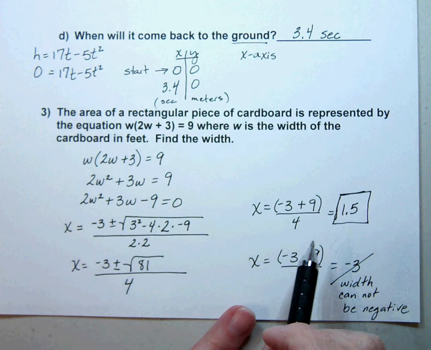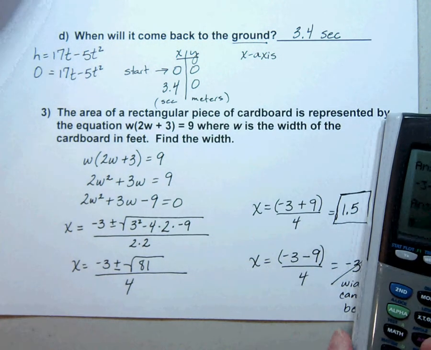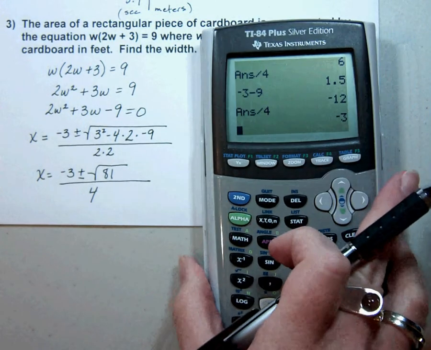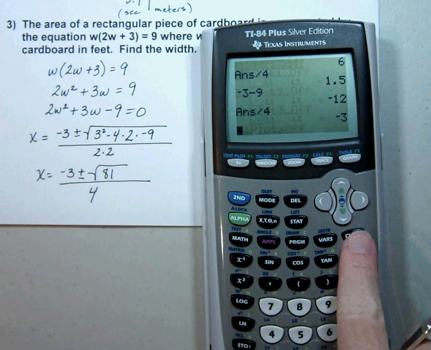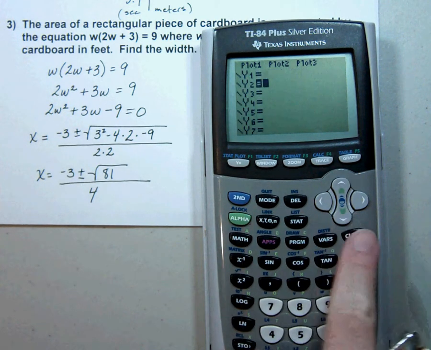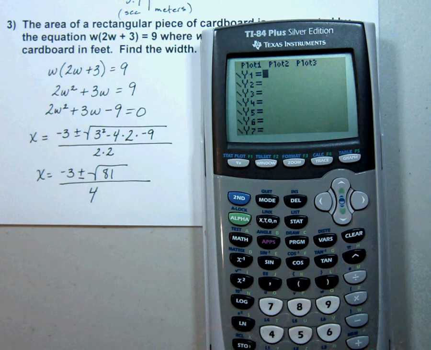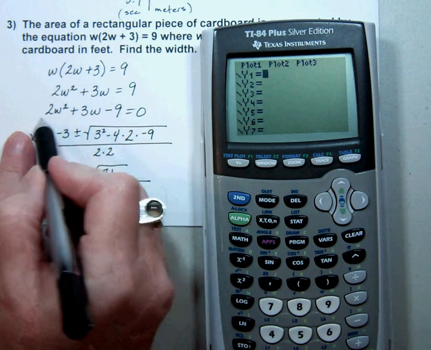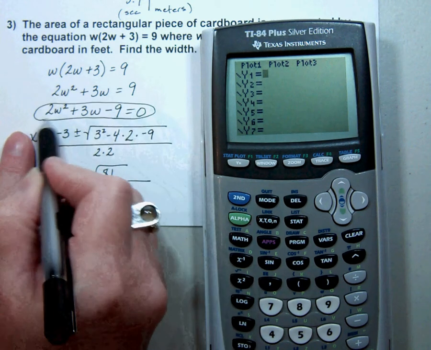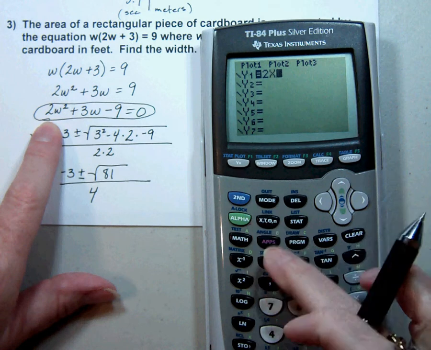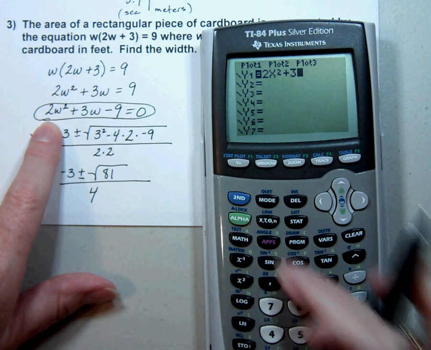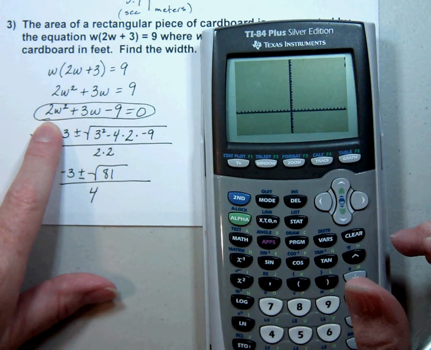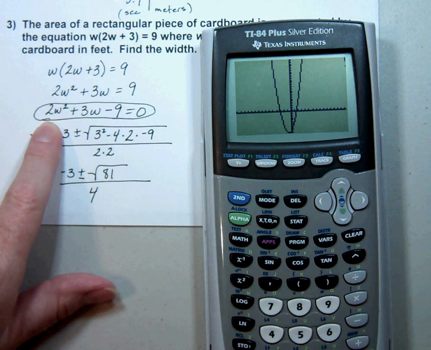I think I'll show you how to put this one in the calculator. Let's move this out of the way. I'm going to go back into my y equals, and I'm going to type in the equation when it was solved for 0. So we're going to take this one. This is really the one you want to put in the calculator. So let's try that. 2x squared plus 3x minus 9. I'm going to push graph and see what happens.